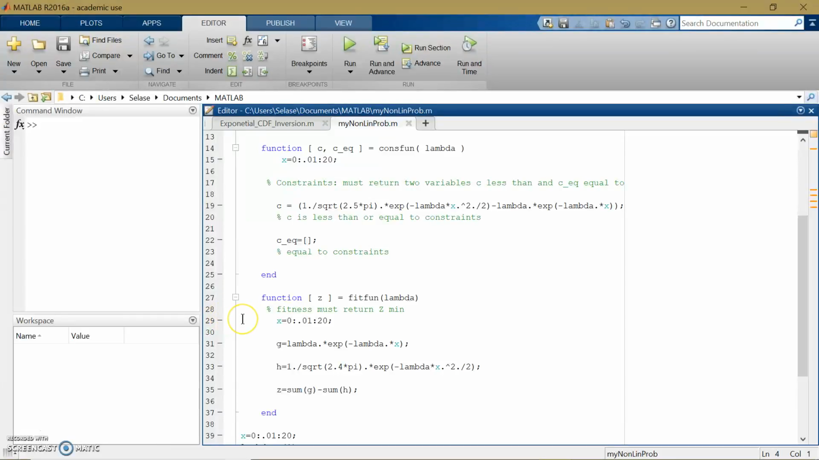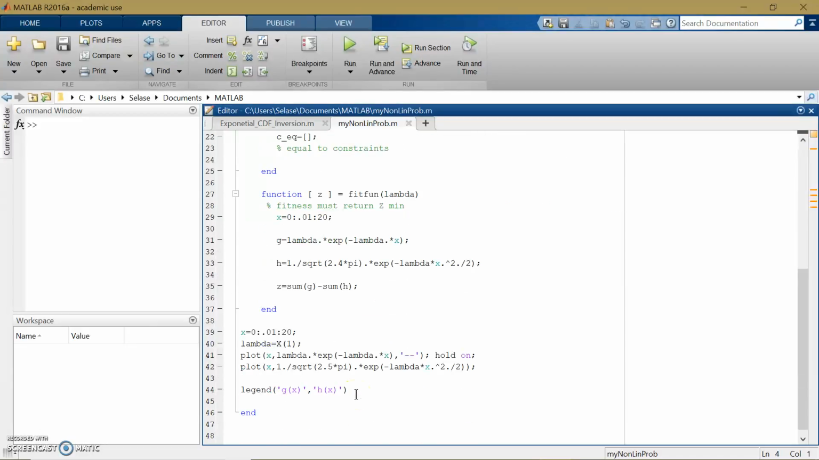So in our function z, this is basically the most important part of the code, in my opinion. We have set our g, which is equal to negative lambda times x. H is equal to 1 over the square root of 2 pi times the exponent of negative lambda times x squared over 2. And then this is our z here, which is going to be the sum of g minus the sum of h. And then we want to plot that finally.